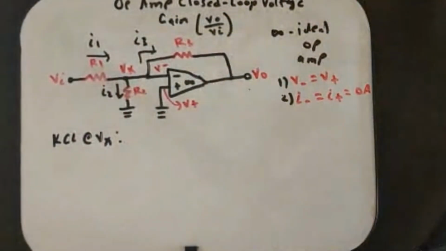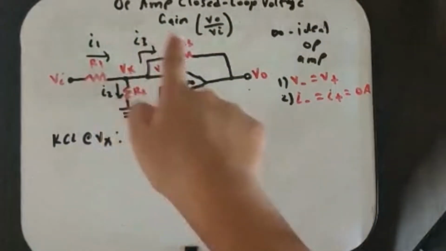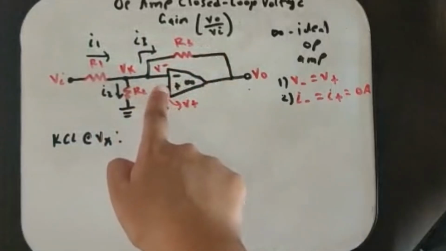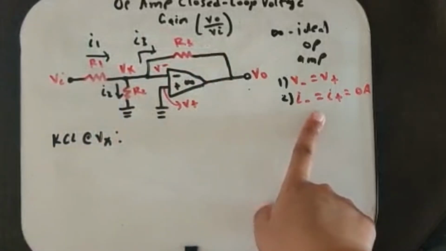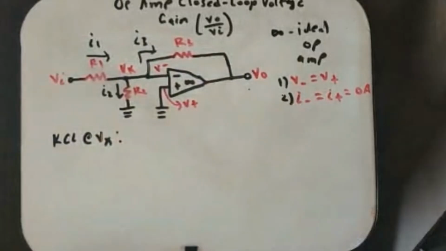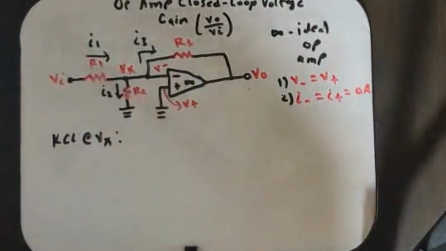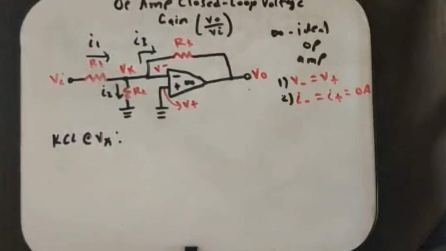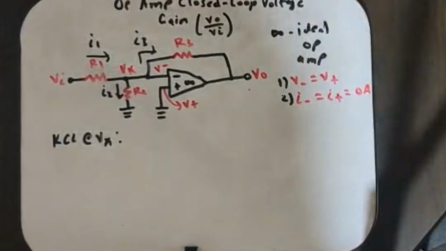And we know that all of I3 will go through the negative feedback path, and not into the op amp, because of the ideal op amp assumption that no current can get through to the inverting and non-inverting terminals of the op amp. So now we basically do the KCL.